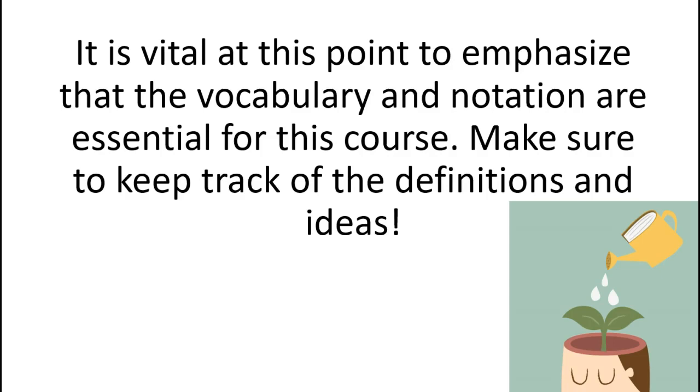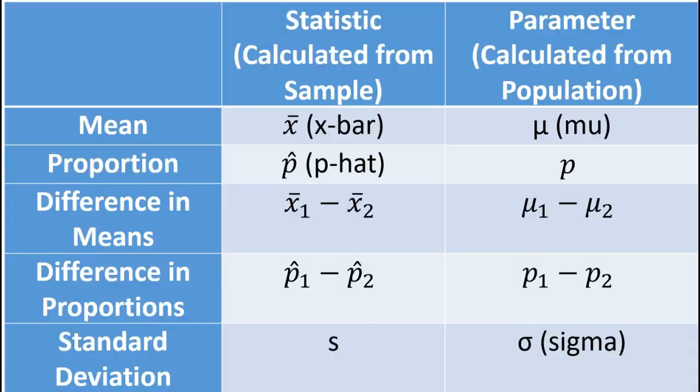It is vital at this point to emphasize that the vocabulary and notation are essential for this course. Make sure to keep track of the definitions and the ideas. In previous chapters, you already saw the notations for different types of statistics and parameters without realizing it. So notice here in this table, we have all of our notations summarized. What each of these notations are in words can be found at the bottom of page 1, and this table is at the top of page 2.